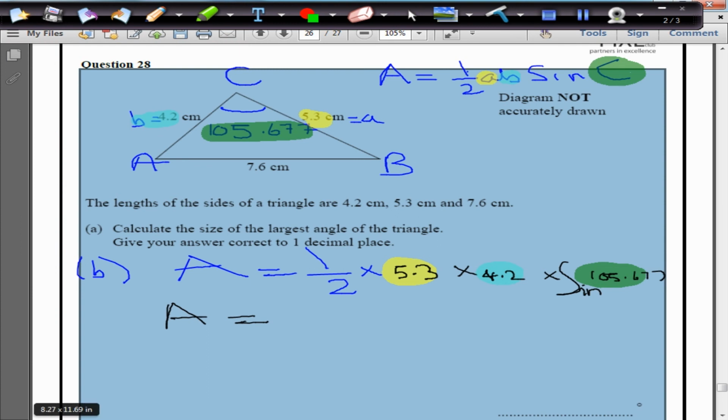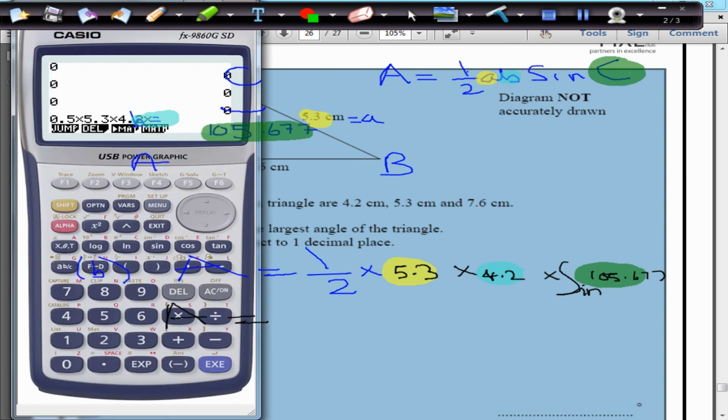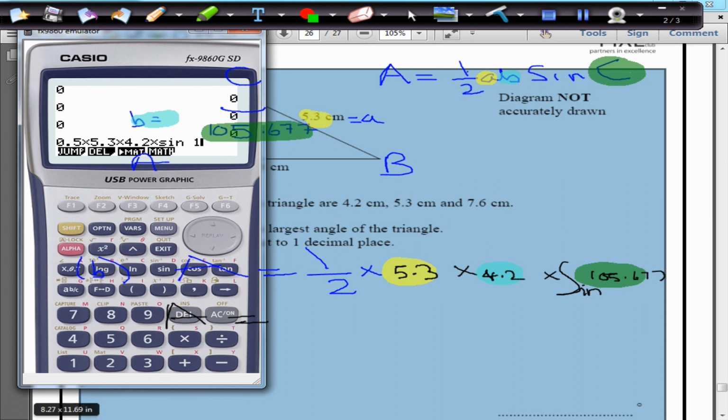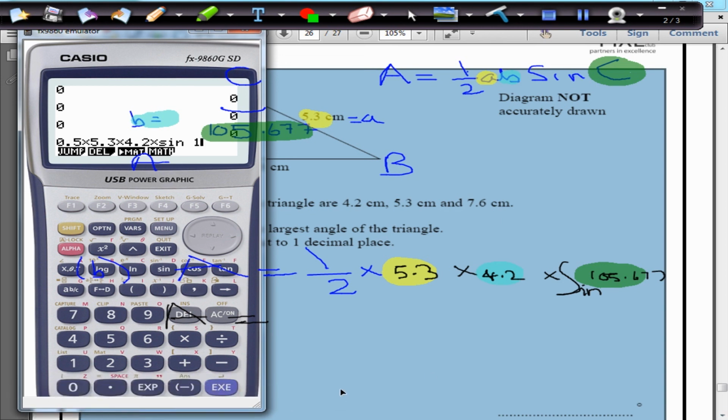And then we multiply that by... Sorry about that, folks. I need to move the top of it. That's better. So what we multiply by now is sine of 105.677. Oh gosh, I've lost some of the numbers. Sorry about this bit of technical trouble. Okay, that's better. Sine of 105.677.